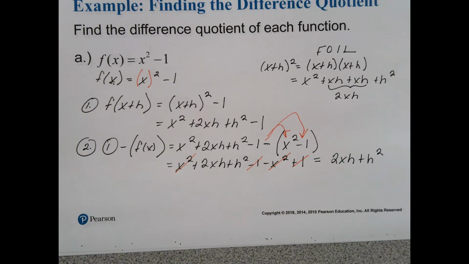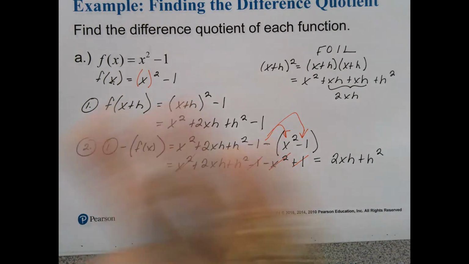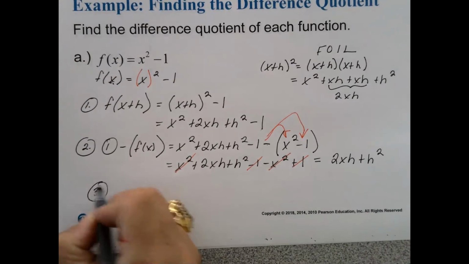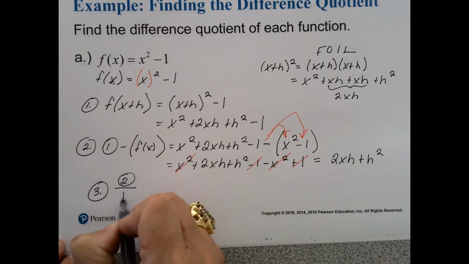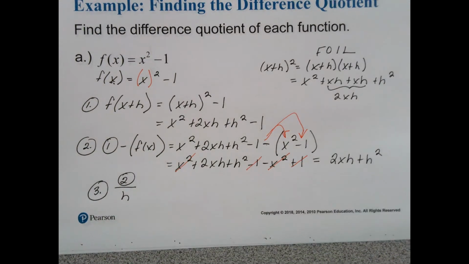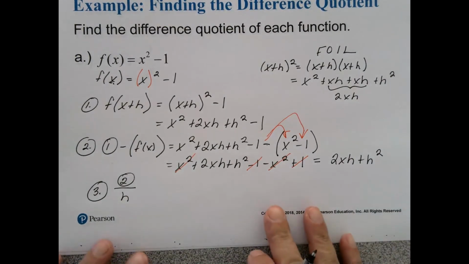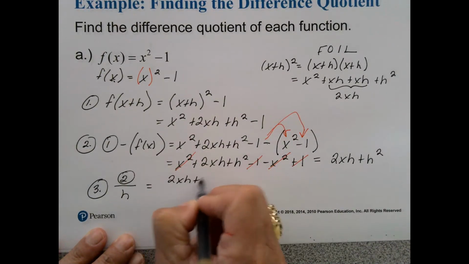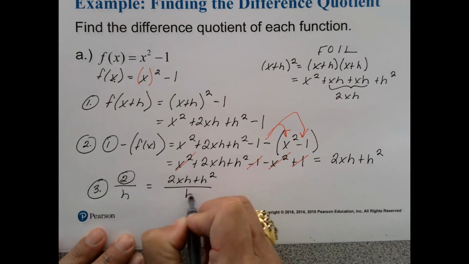It's long, but it shouldn't be difficult. Okay, just follow the directions. It's telling you exactly what to do. Finally, step number 3 says take what you got in step number 2 and divide through by h. My result from step number 2 was 2xh plus h squared. I'm going to put that all over h.